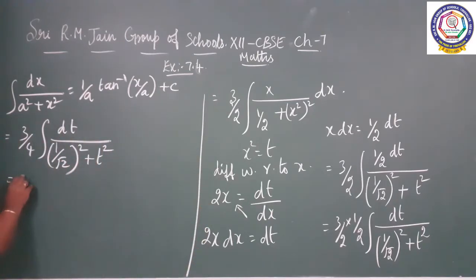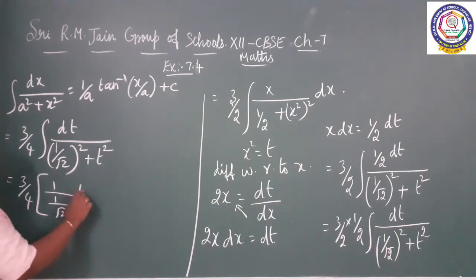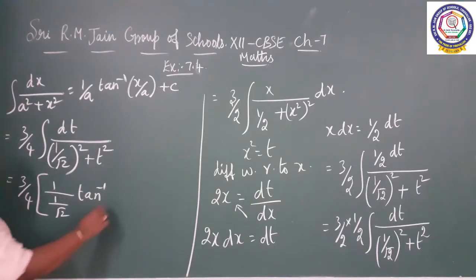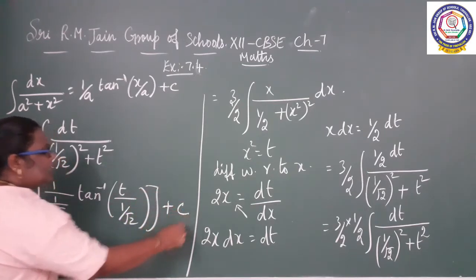It gives 3 by 4 into, what is the formula? This is a square, this is x square. 1 by a tan inverse of x by a plus c. 1 by a value is what? 1 by root 2. A value is 1 by root 2. Tan inverse of x value, what is it? T. X value is t. A value is what? 1 by root 2, plus c.